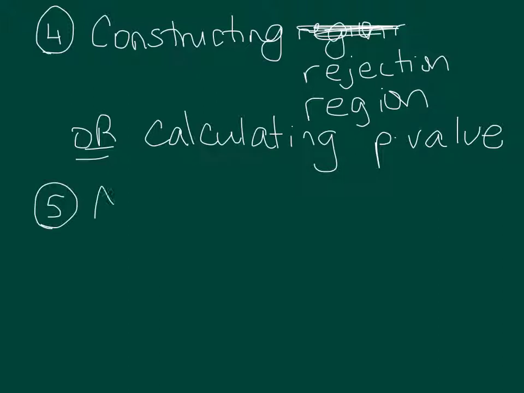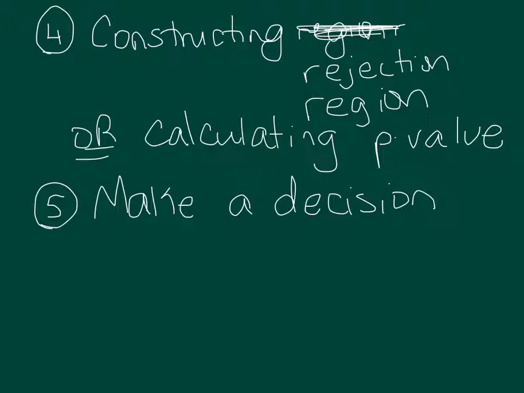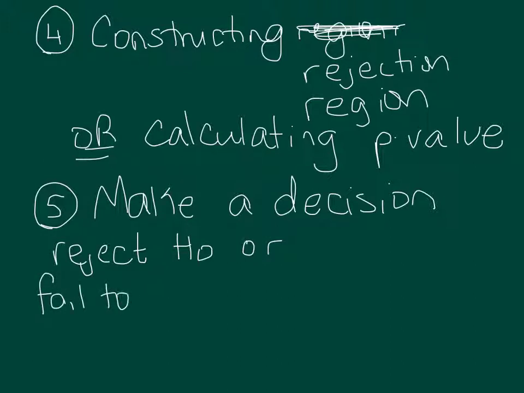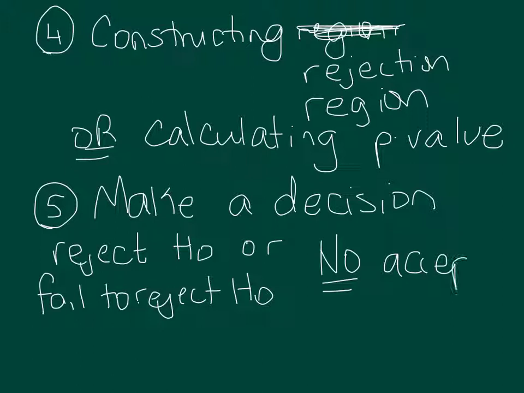And then in step 5, we make a decision. In step 4 we calculate the region, or we calculate the p-value. But in step 5, we decide if we're going to reject the null hypothesis or fail to reject. And note, there's never an accept. So don't use the word accept. There's no accepting of any hypotheses. The only thing we're ever going to say is that we reject H naught, which means we have evidence in favor of HA, or we fail to reject H naught and continue to assume that it's true.